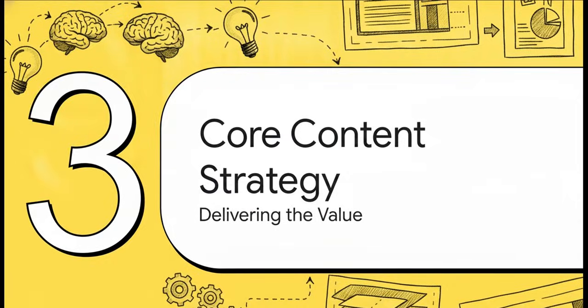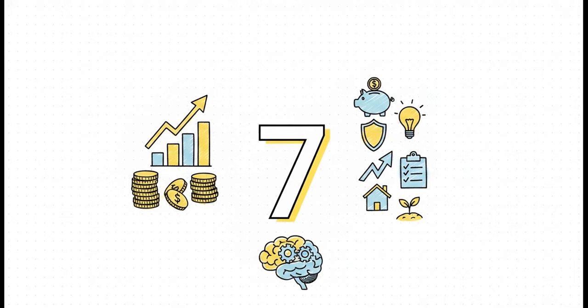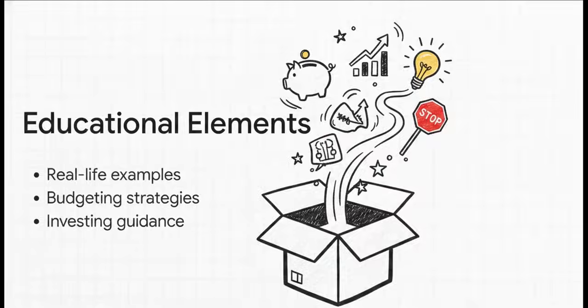Which brings us to Section 3, the core content strategy, delivering the value. The whole topic centers around one very specific concept: 7 money rules that can help you build wealth. Why a numbered list? Well, our brains absolutely love them. They provide a crystal clear, easy-to-follow structure, and it sets a rock-solid expectation for exactly how much value you're about to get.